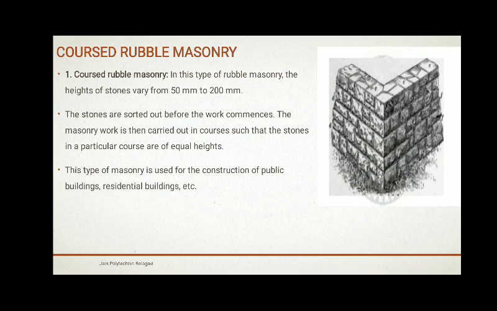Next, coming to coarse rubble masonry. So in this type of masonry, the stones are sorted out before the work, and the masonry work is then carried out in courses such that the stones in a particular course are of equal heights, where the height of each stone should be almost same. So the height of the stone varies from 50 to 200 mm. This type of masonry is used in construction of public buildings, residential buildings, etc.